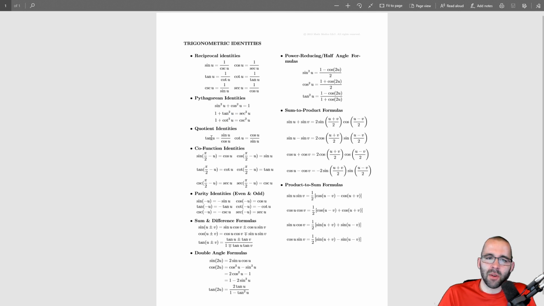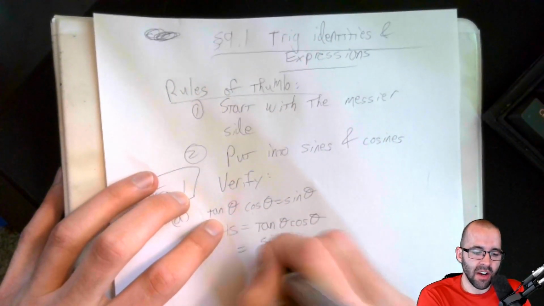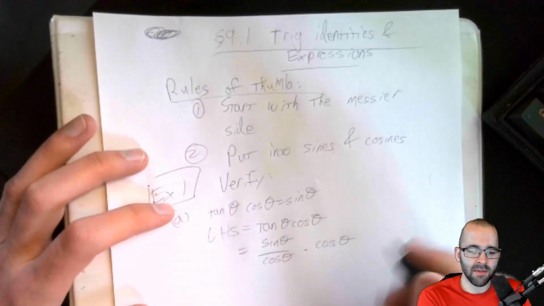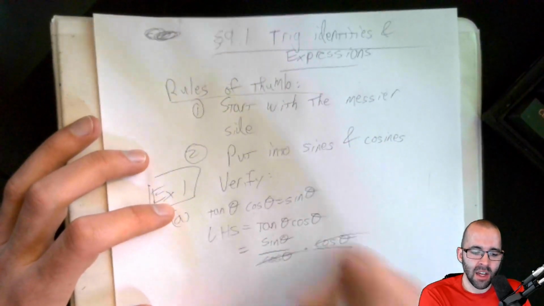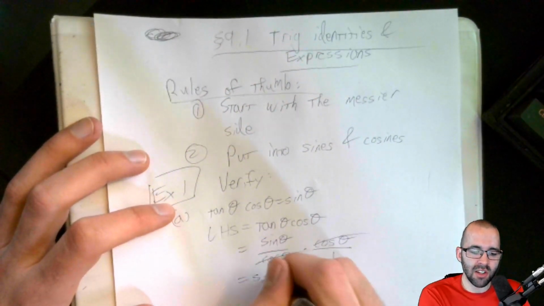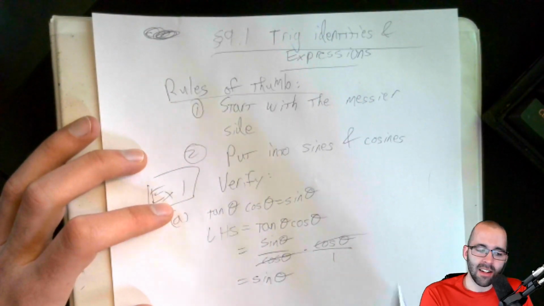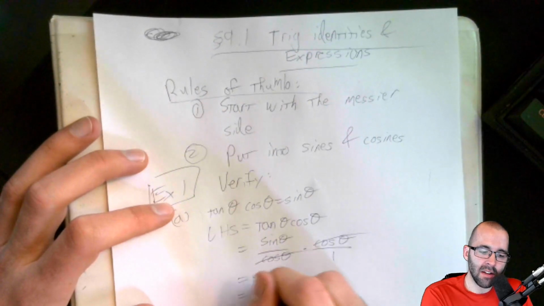Ooh, it's not highlighted what I wanted to highlight. Tangent of an angle is the sine of the angle divided by the cosine of that angle. So tangent is sine of theta divided by cosine of theta, and we're still being multiplied by cosine of theta over here. Well, we can think about this as cosine over 1. We have a cosine on top, cosine on the bottom, they cancel, and we're just left with sine of theta, which is great, because that's exactly what we wanted to be left with. Right? That's our right-hand side.